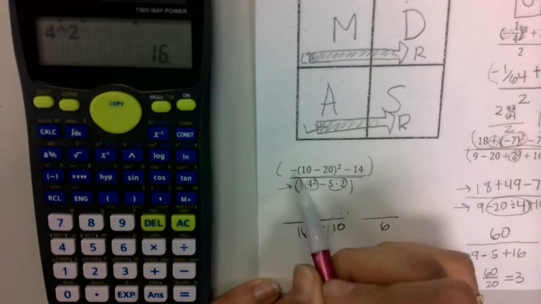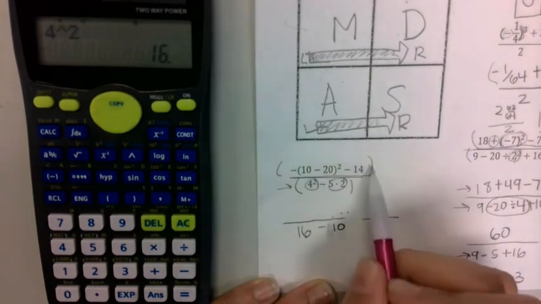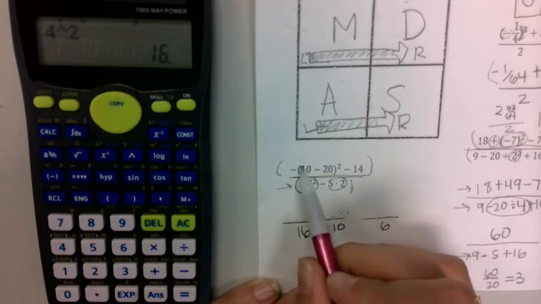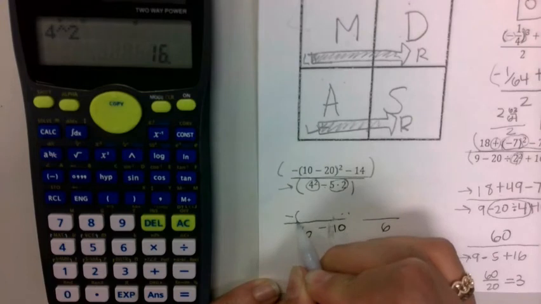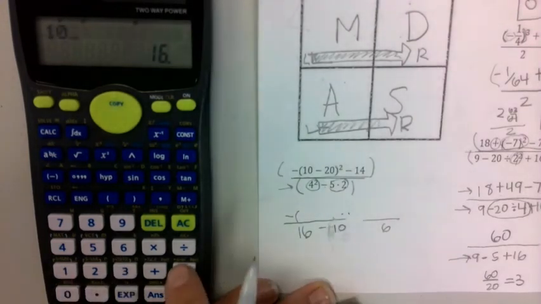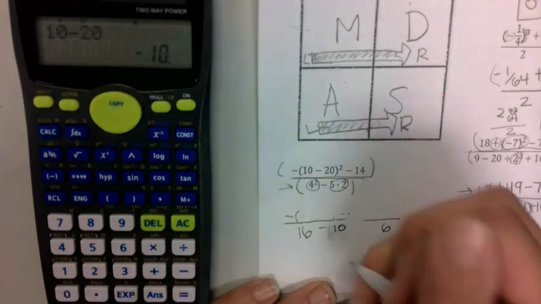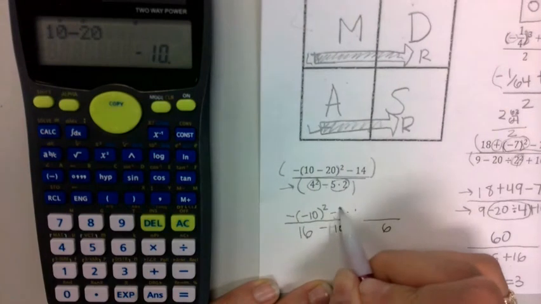And now I'm going to work on the top. So here we go. On the top, I have this big thing. I am going to start with what's inside of my parentheses. I'm going to put my negative. I'm going to keep it. I'm going to still leave my parentheses. 10 minus 20 is negative 10 to the squared power minus 14.